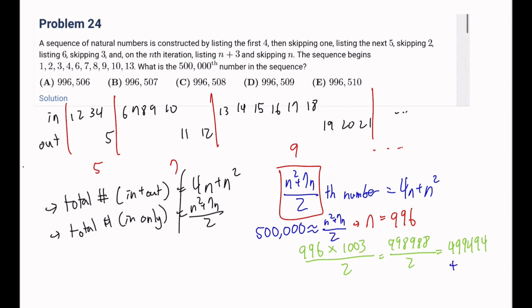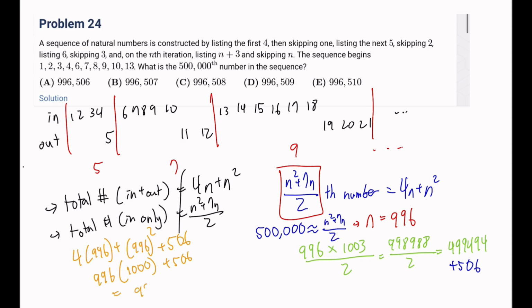add how much? 506, right? So we need to add 506 to whatever it is when n equals 996. So our final answer would take the form of 4 times 996 plus 996 squared, and then we have to add this much because that's the number of numbers needed for it to be the 500,000th number. So it's plus 506. So this much would be 996 times 996 plus 4, which is 1,000, plus 506.